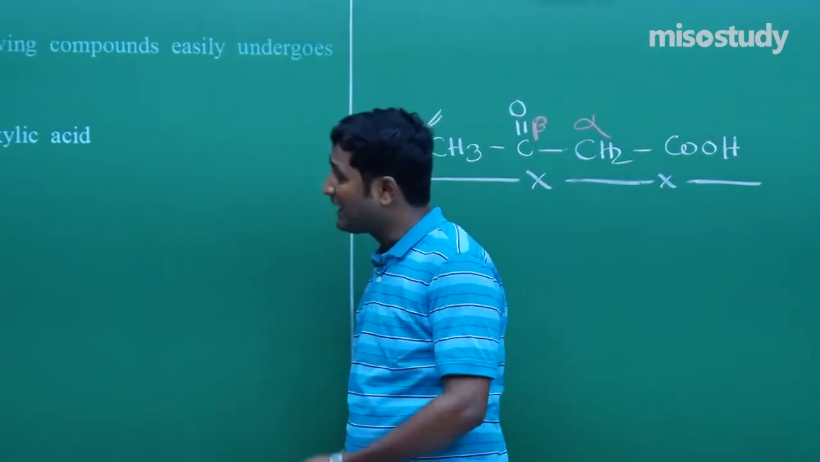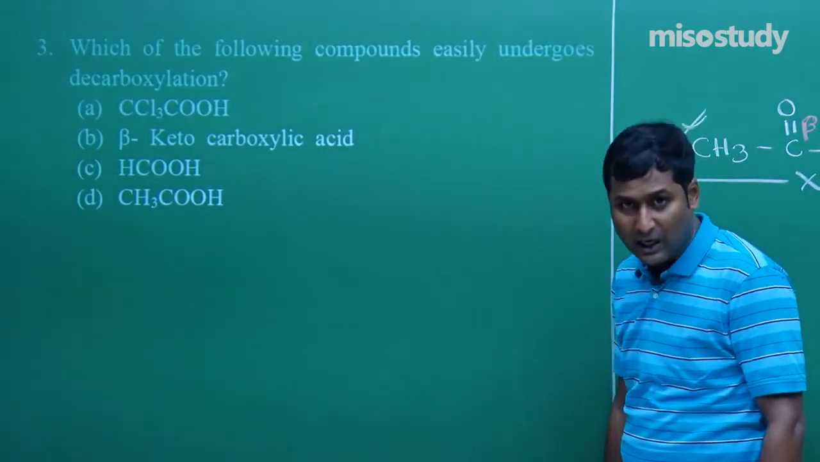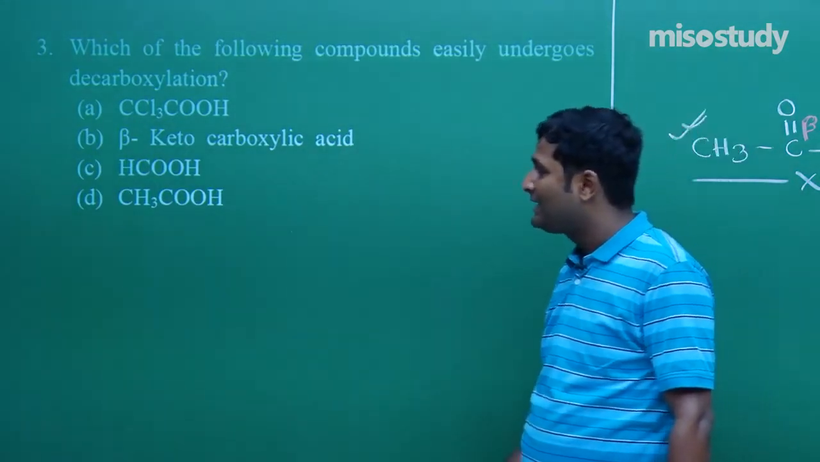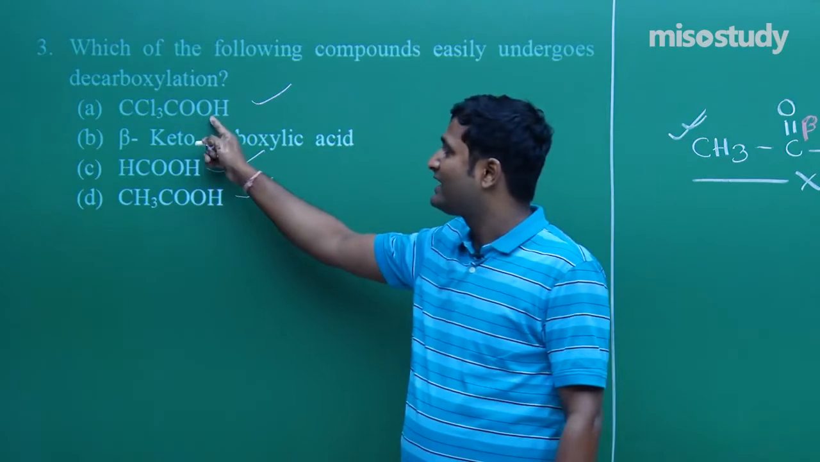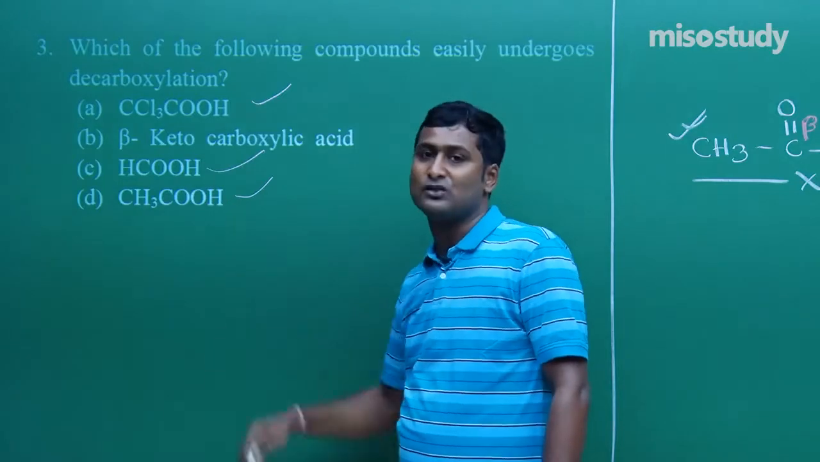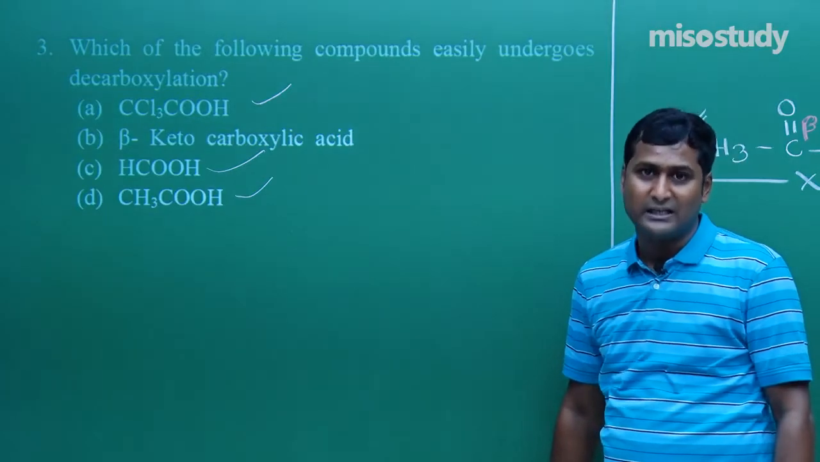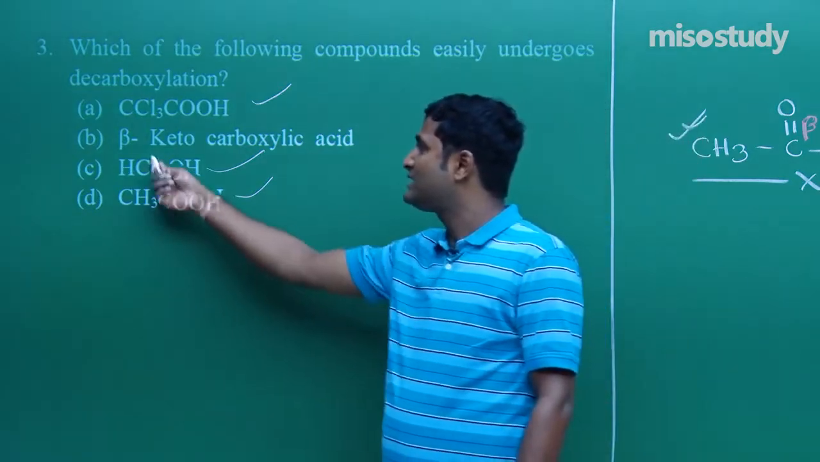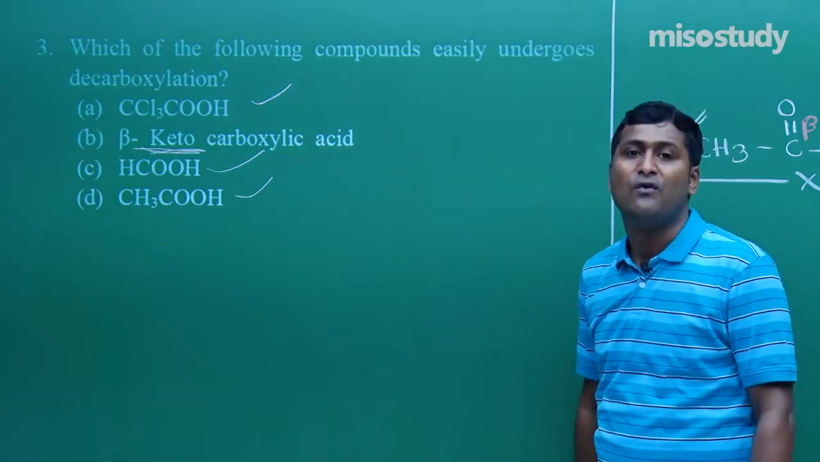Remember, during my lecture I have also explained this decarboxylation. Due to the presence of the carbonyl or keto group, decarboxylation takes place more easily in comparison to this one and this one. Clear? This one is more acidic in nature. If there is a minus I effect involved, the acidic nature increases. But if there is a plus I effect involved, the acidic nature decreases. And this one is beta keto, so due to the keto group, decarboxylation takes place very easily.